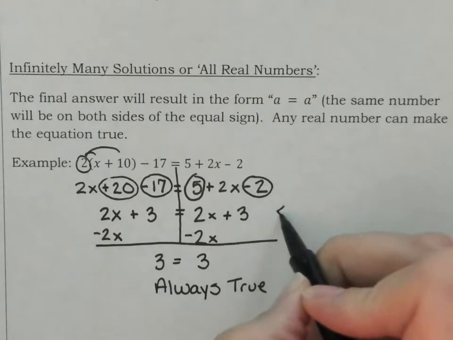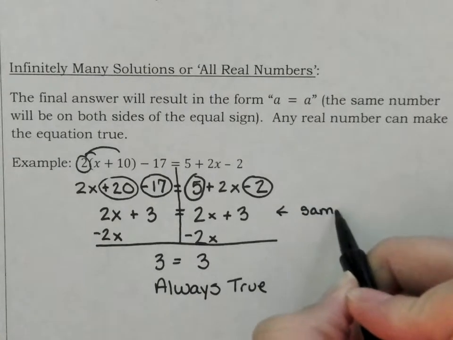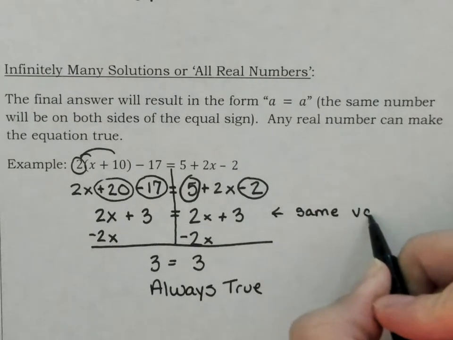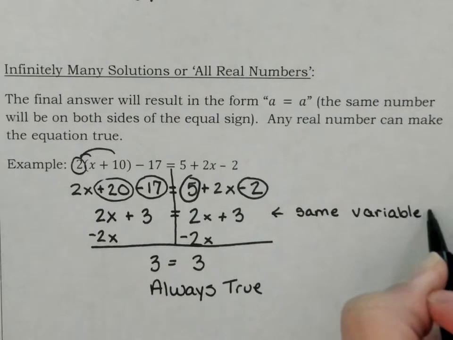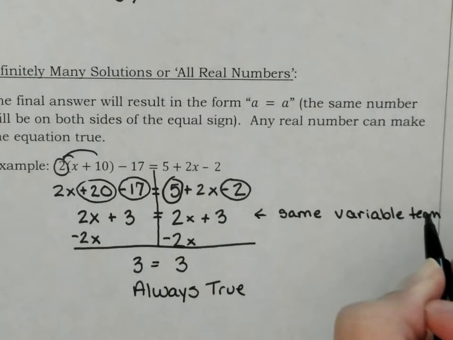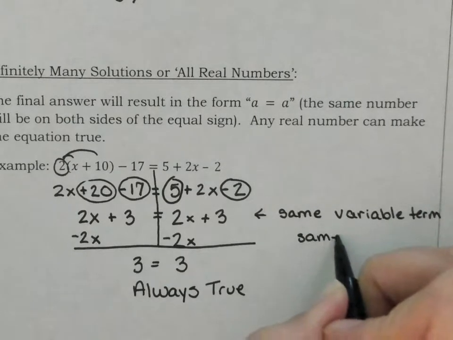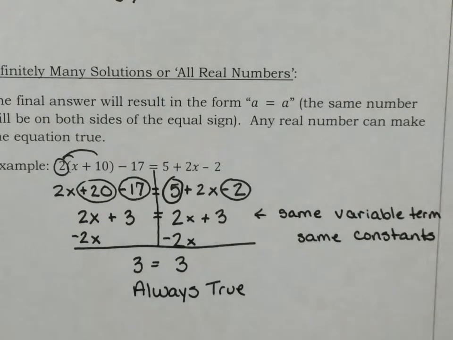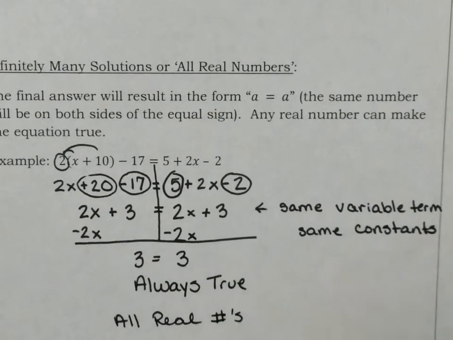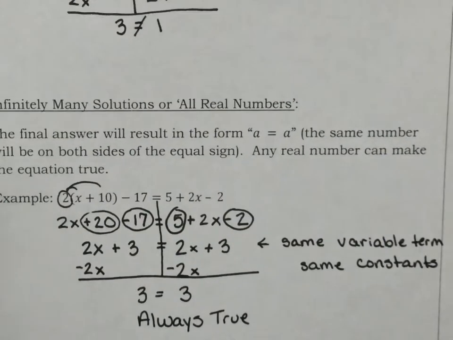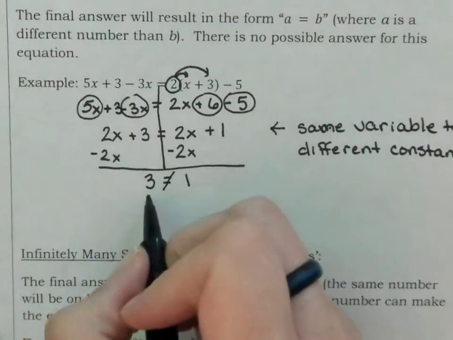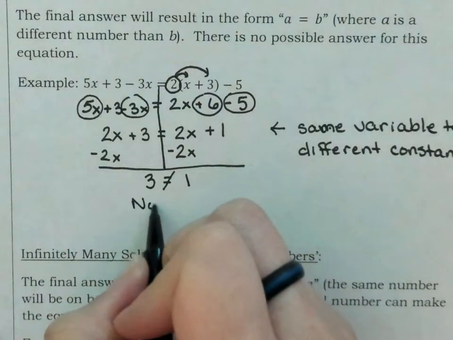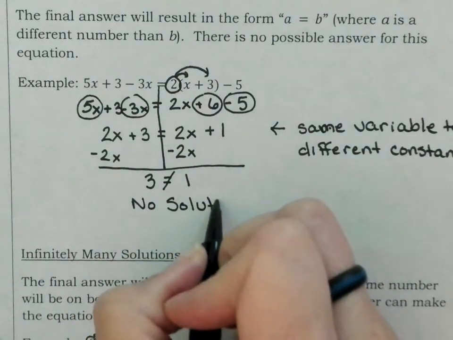And so the characteristics here: we have the same variable term and the same constants. And again, for this answer, you would probably write all real numbers. The top one up here, even though we wrote that 3 does not equal 1, the answer would actually say no solution.